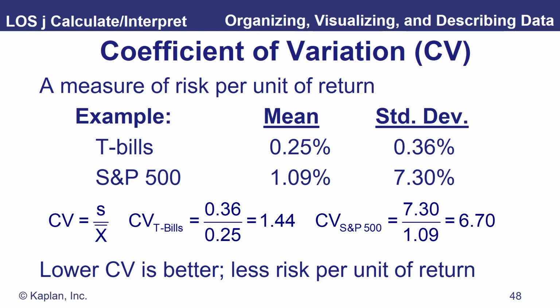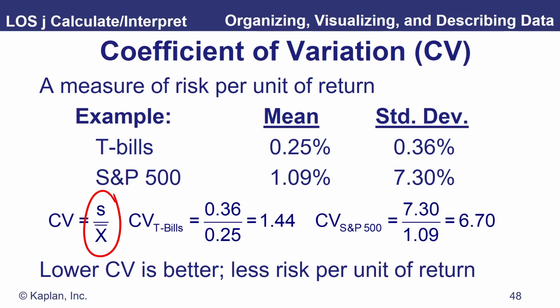Well, what we do is we calculate the coefficient of variation, and notice that computation is standard deviation divided by mean. Okay, so let's think about what this is doing. It's taking standard deviation and dividing by mean. Remember, we can think about mean as being the average return or the expected return. So what coefficient of variation is looking at is risk per unit of expected return. Obviously, I'd prefer to choose investments that have less risk per unit of return, and therefore a lower coefficient of variation is better.